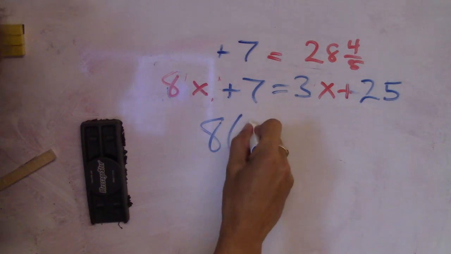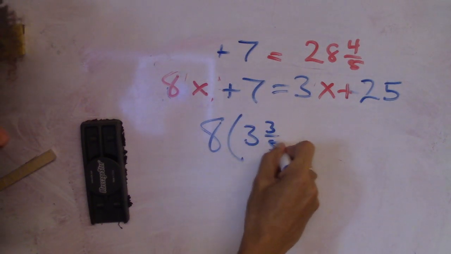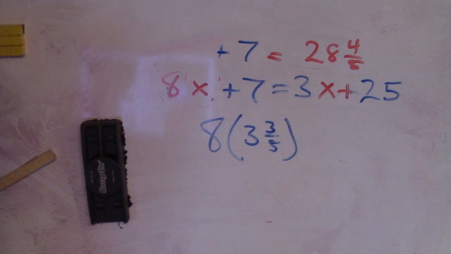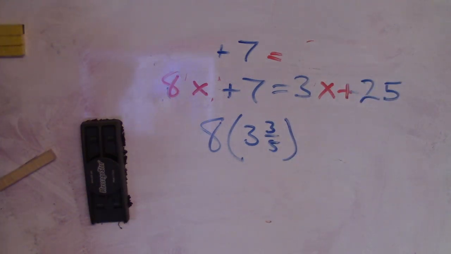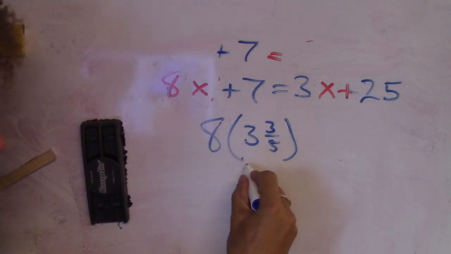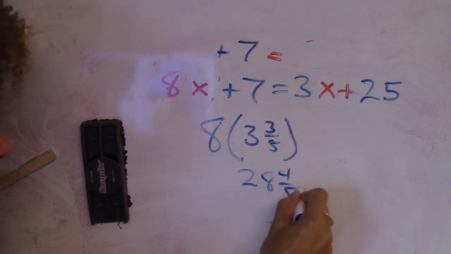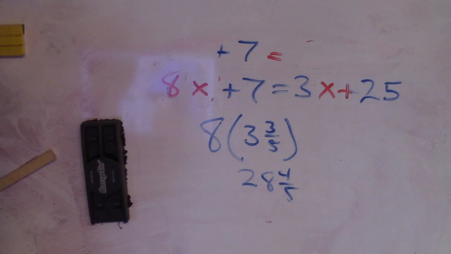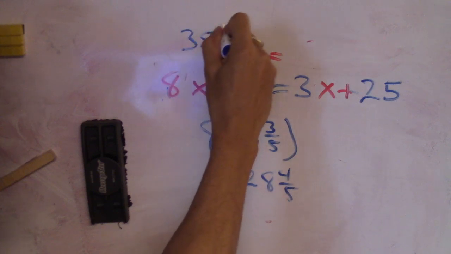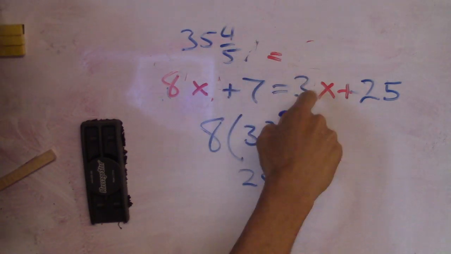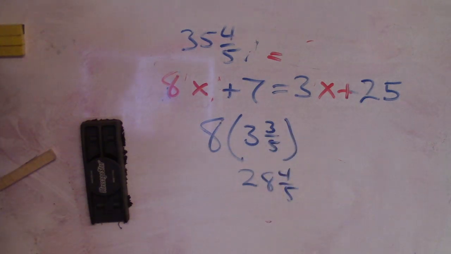8 times 3 3/5. Because we didn't add the 7 is the problem. Oh. Right? Forgot to add the 7. We just went straight to, that's 28 and 4/5. Right? Yeah. Okay, but then we gotta add 7, so the number is actually 35 and 4/5. Now, I can see that, yes, that will probably be 35 and 4/5.